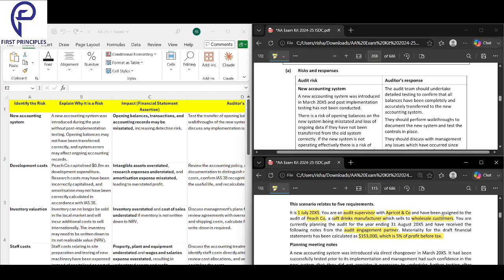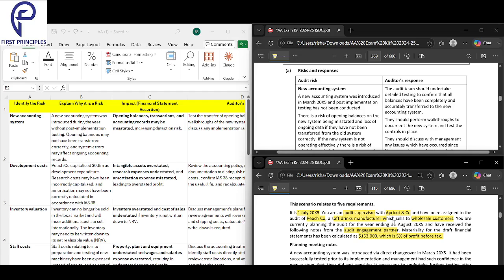The head of the audit team over here is called the audit engagement partner. What has he done? He has given you notes. These are the notes of the discussion that has happened.